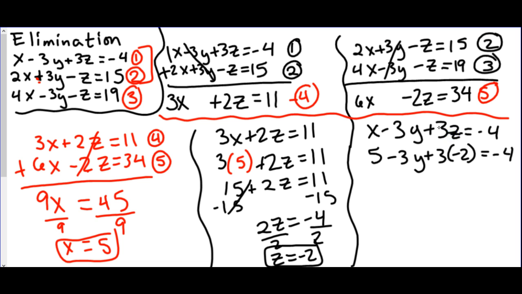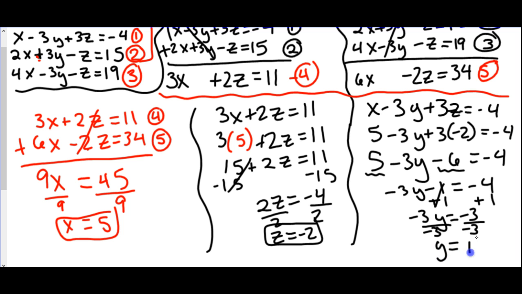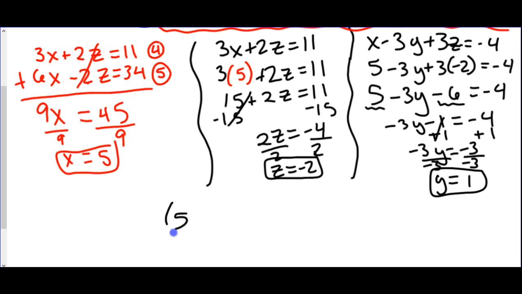Sorry, my z's are kind of funny looking, so that's why I put the little line through them. 3 times negative 2 is negative 6. We would combine our like terms. 5 minus 6 is negative 1. And now we start doing our opposites. Add 1 to both sides. And divide both sides by negative 3. So y is equal to positive 1. Again, we write our answer the same way, with x first, y second, and z third.